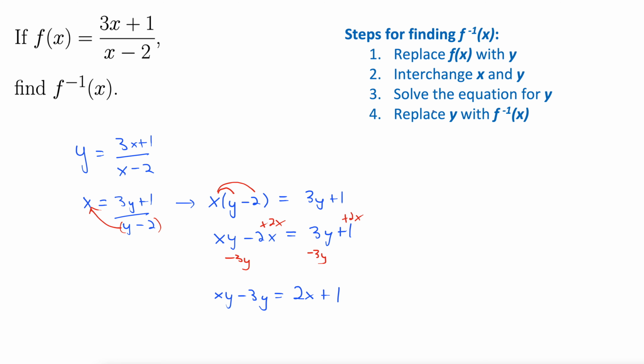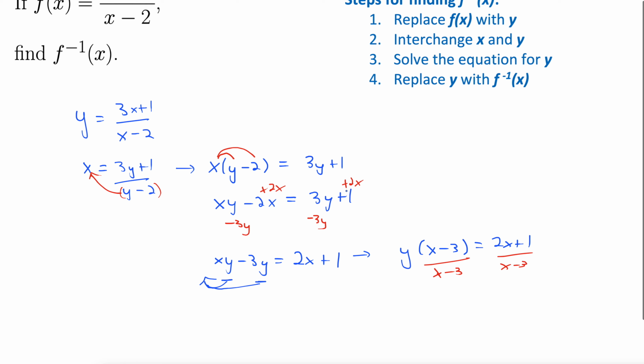Okay, we're still solving for y here. The next crucial step, factor out a y. We have a y and a y on the left here, so we're going to bring these out to the front. Now factor that out. So that gives us y times (x minus 3) equals 2x plus 1. And finally, we isolate y by dividing both sides by x minus 3, and that'll do it. All right, that gives us y equals (2x plus 1) over (x minus 3).